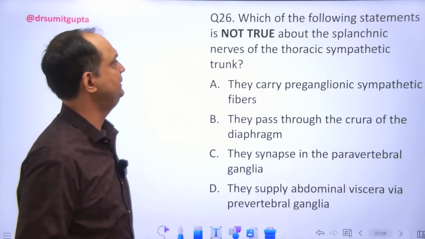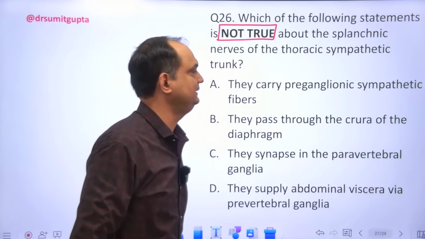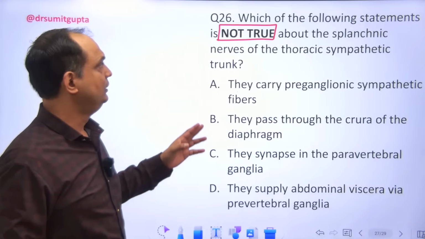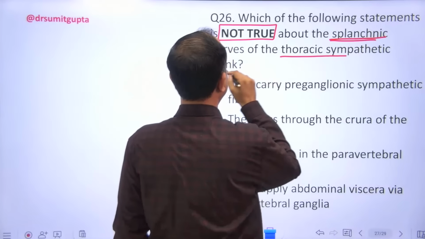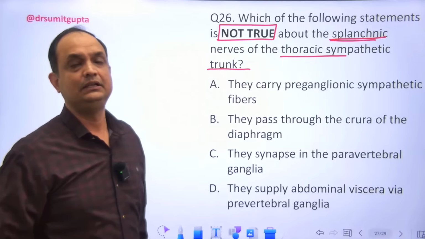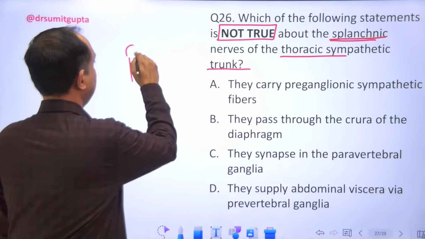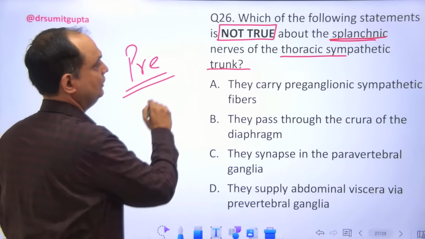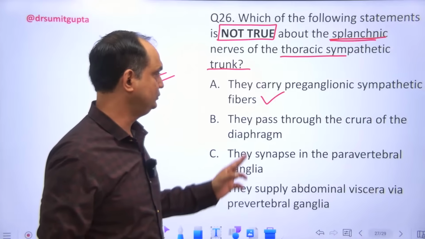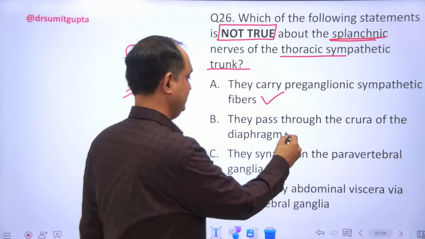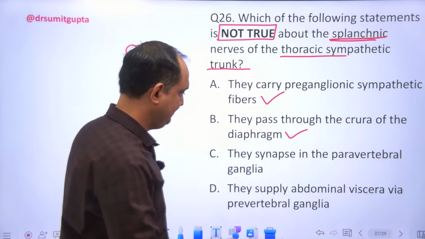Which of the following statements is not true about the splanchnic nerves of the thoracic sympathetic trunk? Now when you are dealing with the splanchnic branches of the thoracic sympathetic trunk, you have to understand that these are basically preganglionic nerves. So they carry preganglionic sympathetic fibers. It is right. They pass through the crura of the diaphragm. Yes, it is right. They synapse with the paravertebral ganglia. They synapse in the abdomen via the prevertebral ganglia.